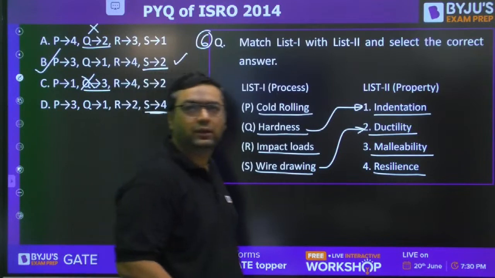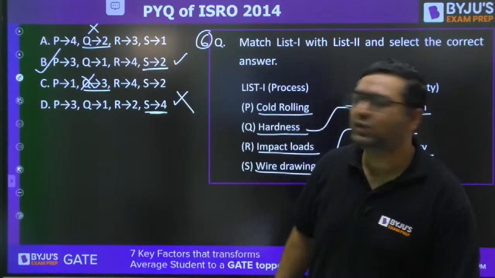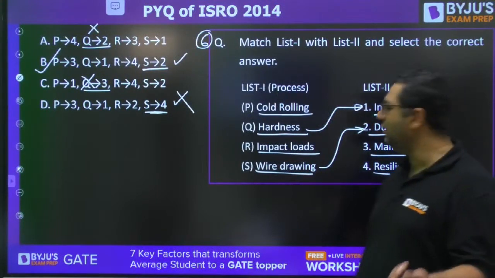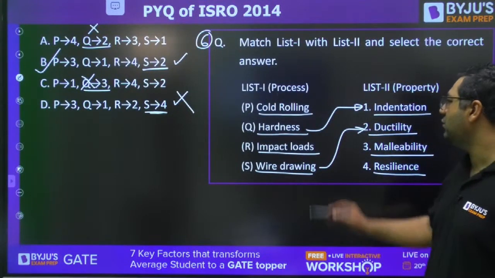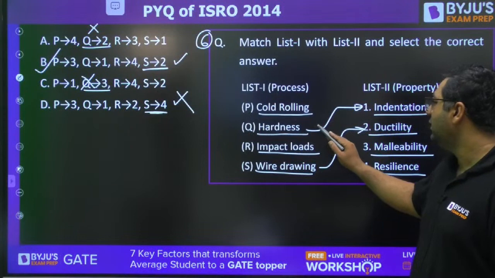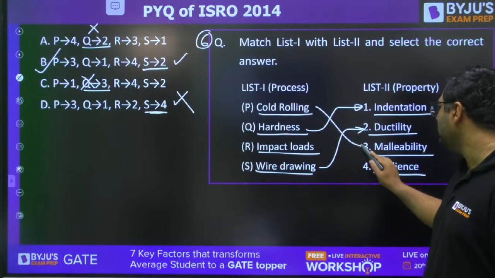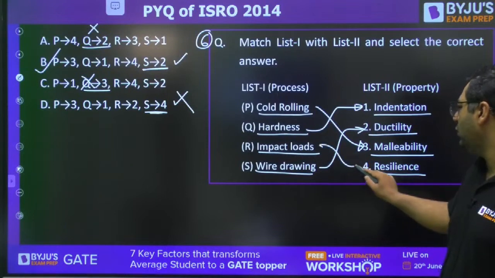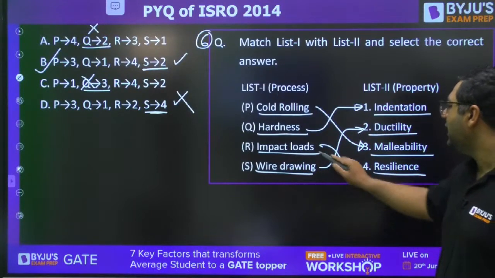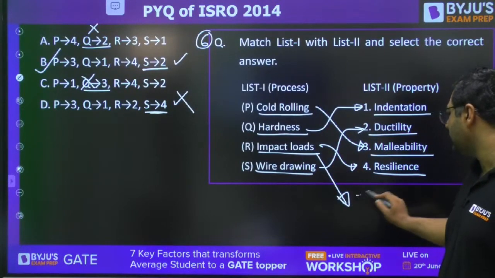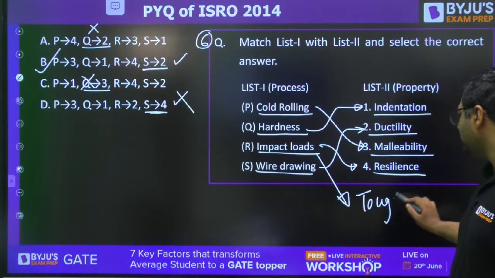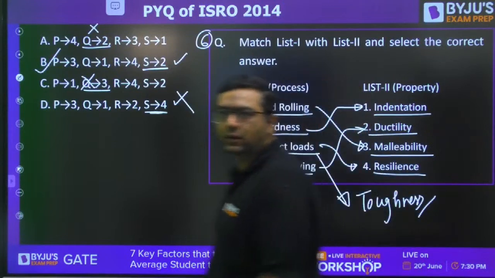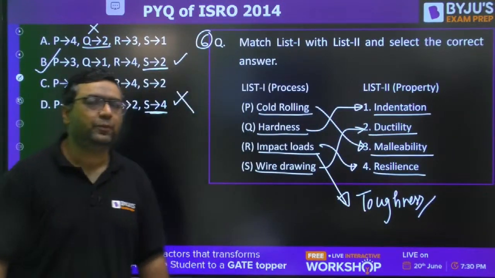Very good. So the answer is going to be B for this. So with 2 options only we can get it. So finally we get to know that P is associated with 3. So cold rolling is associated with malleability, and impact loads are associated with resilience. Actually, impact loading is associated with toughness. But when toughness is not in the options, then you can tick resilience. Yes, very good.